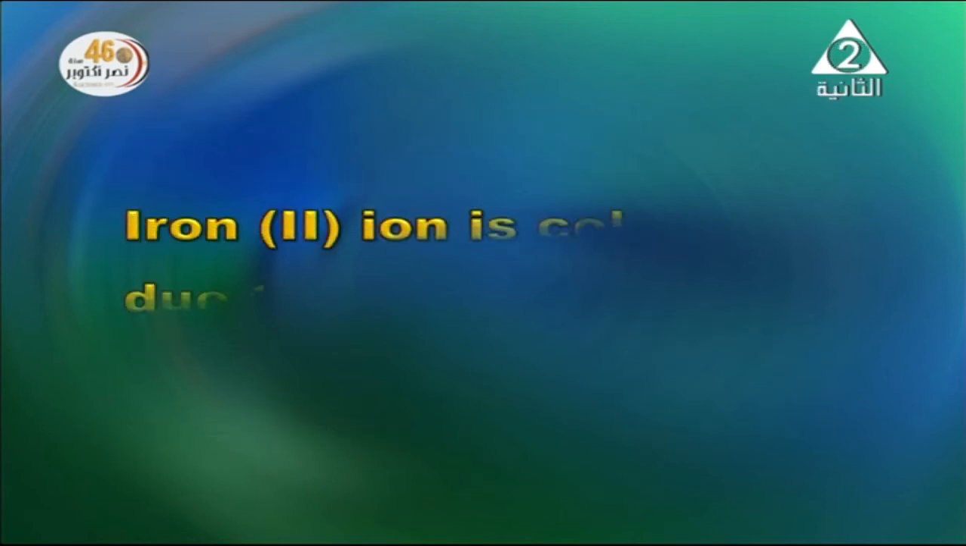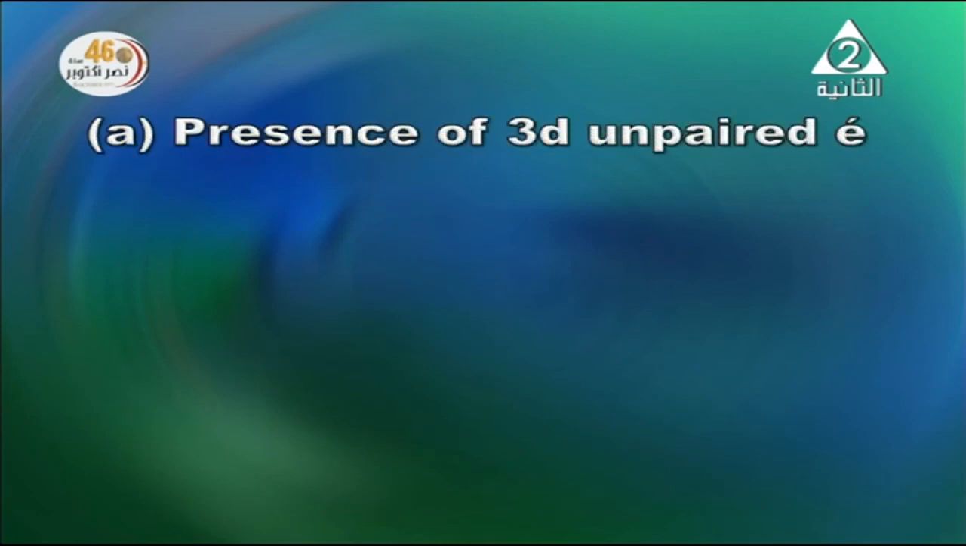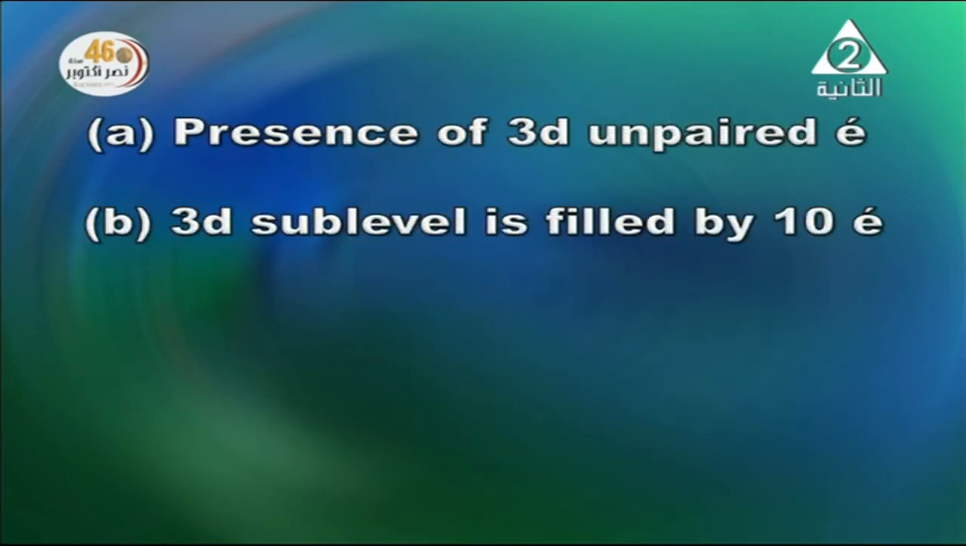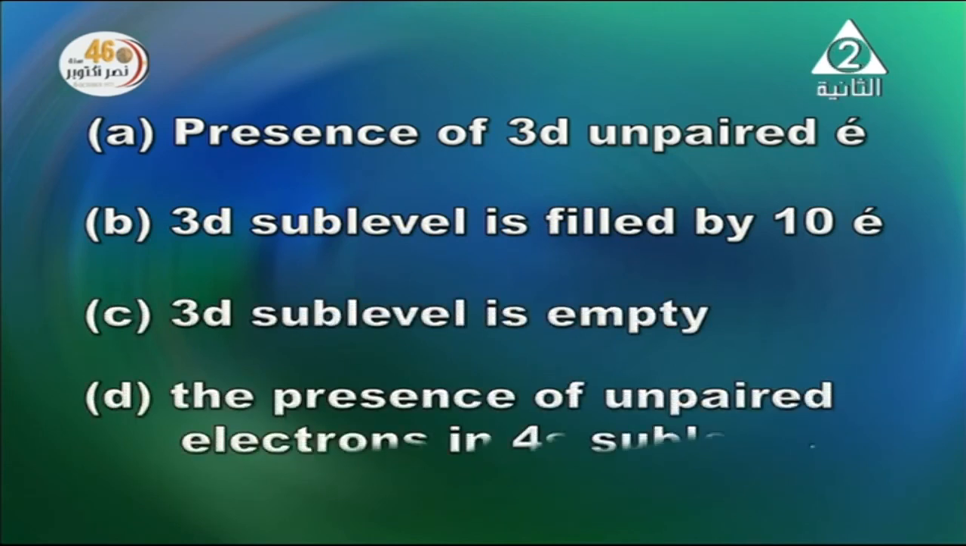Next point. Iron 2 ion is colored due to what? Presence of 3d unpaired electrons, 3d sublevel is filled by 10 electrons, 3d sublevel is empty, or the presence of unpaired electrons in the 4s sublevel. If you think about it, here's the answer. It will be the presence of 3d unpaired electrons.